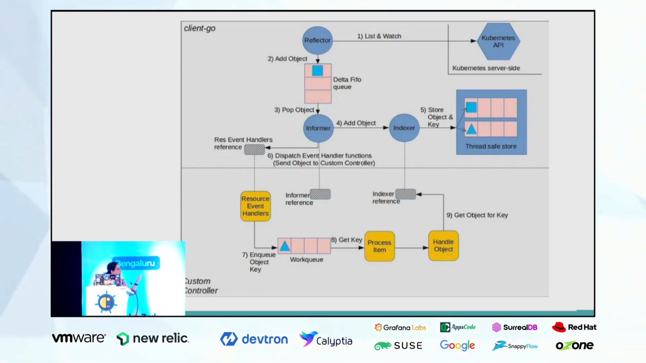And then, with the help of resource event handlers, whenever an event occurs, the event handlers will put your object in a work queue, and in the process item, your business logic controller reconciliation loop will run to maintain the desired state and the current state of the object.